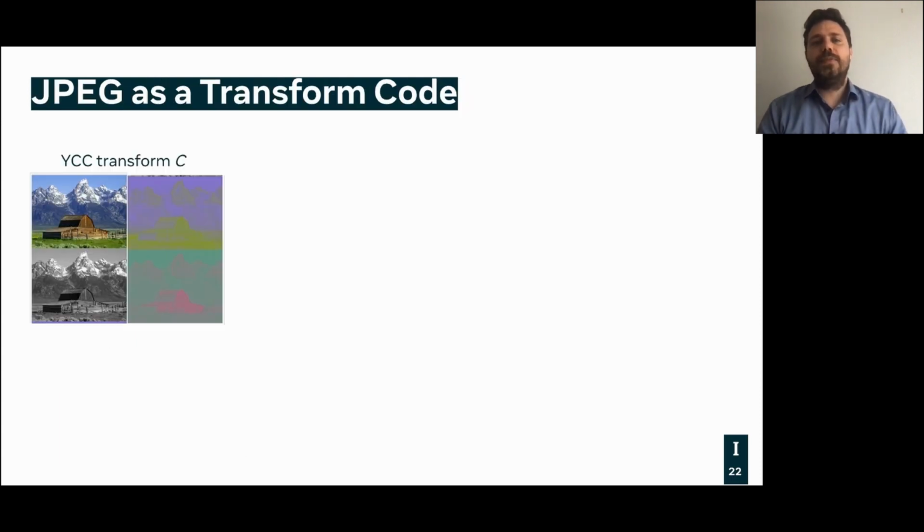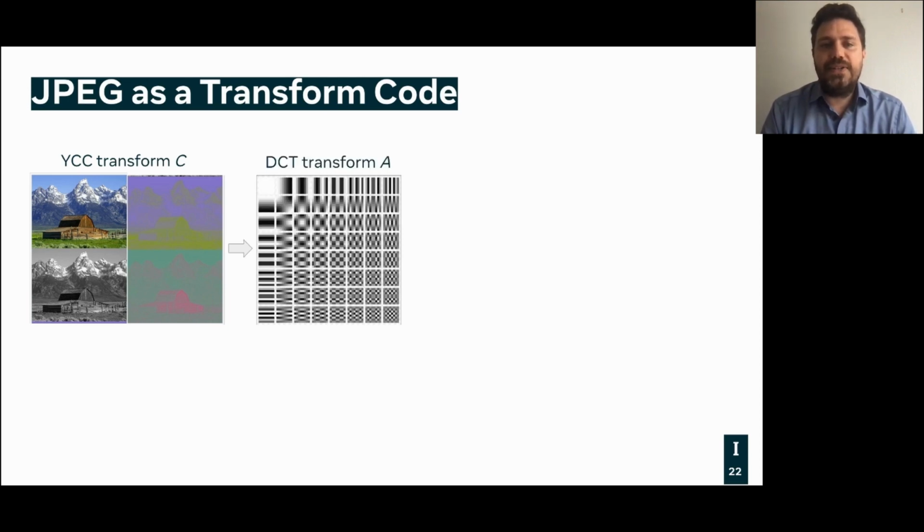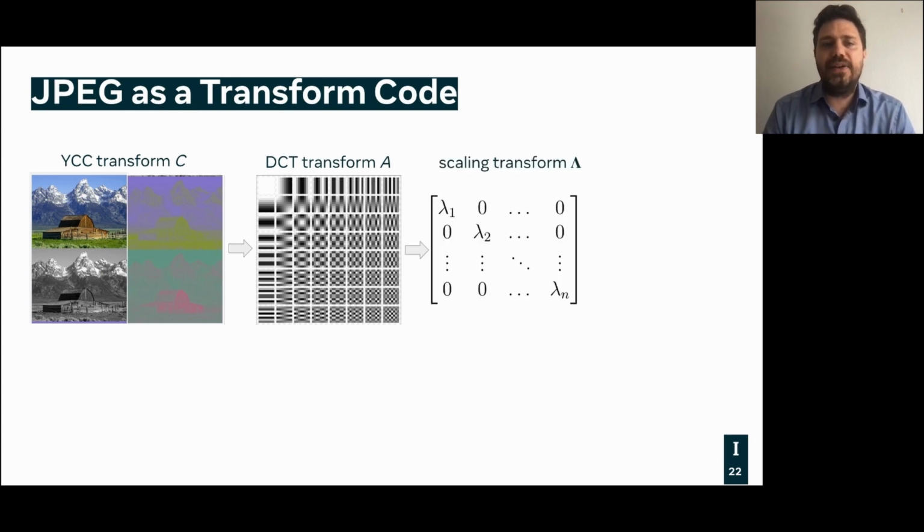Now, one example of a transform code is JPEG. In this example, the encoding and decoding transforms are as follows. We first map RGB channels to so-called YCC components. And it turns out this is just a linear transformation where one component encodes the overall brightness level and the other two components encode color differences. Now, second, we perform a discrete cosine transformation on the data. And finally, one scales up the corresponding values and discretizes them by rounding.